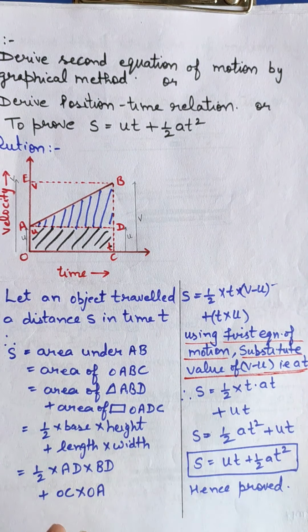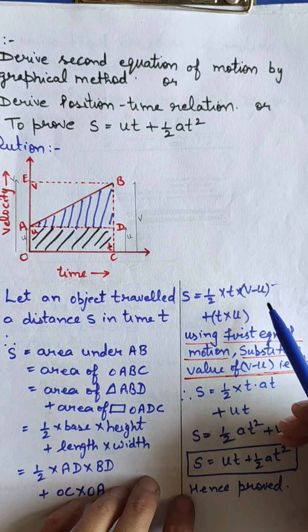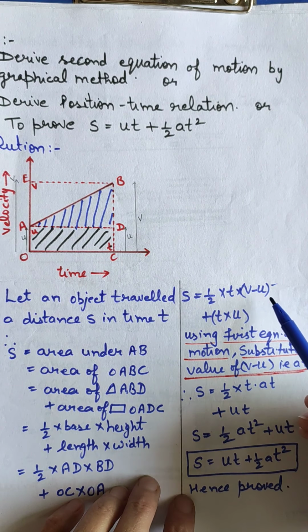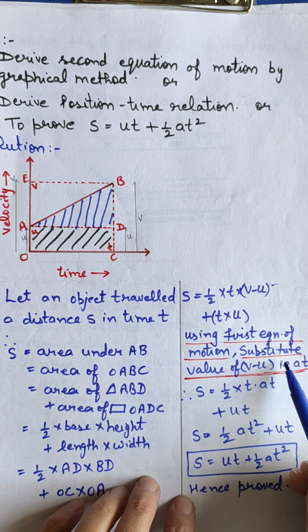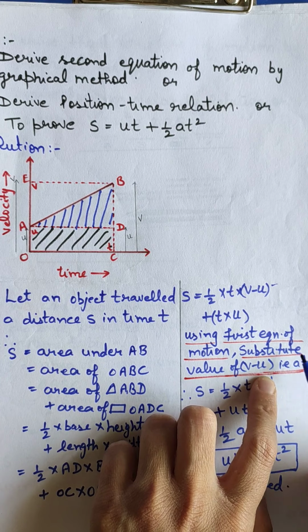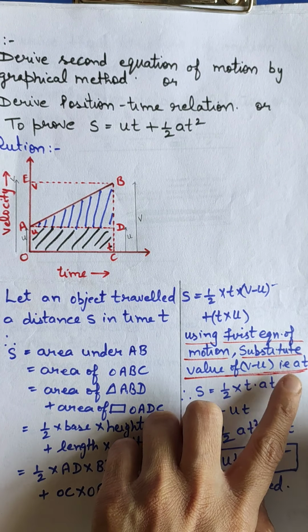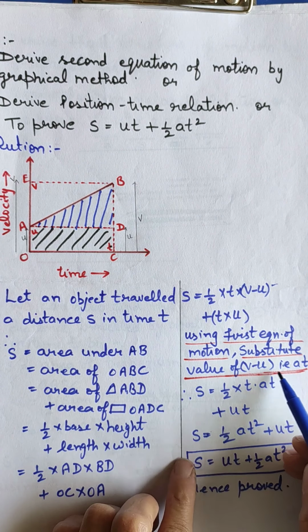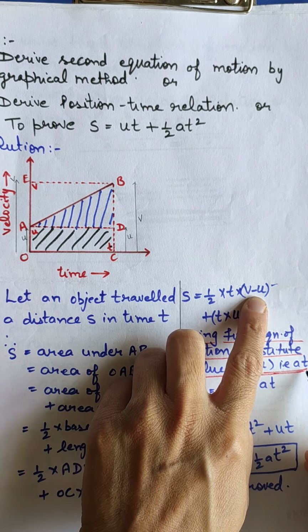So, for this, we want to remove this V minus U and we want A into T. So, we will use the first equation of motion and substitute the value of V minus U. What was the first equation of motion? Recall it: V minus U is equal to AT. So, in place of V minus U, we will place AT.